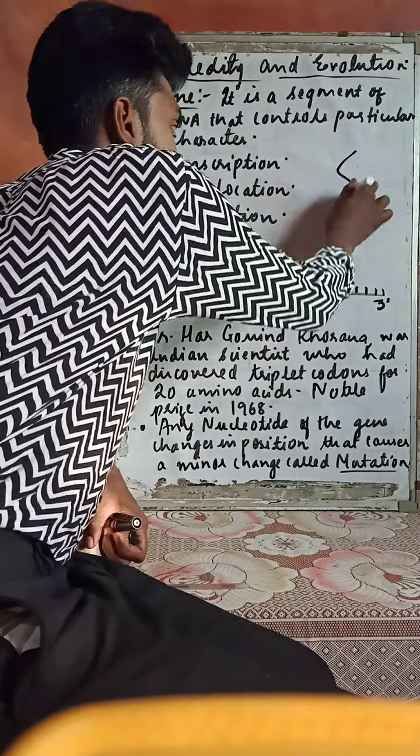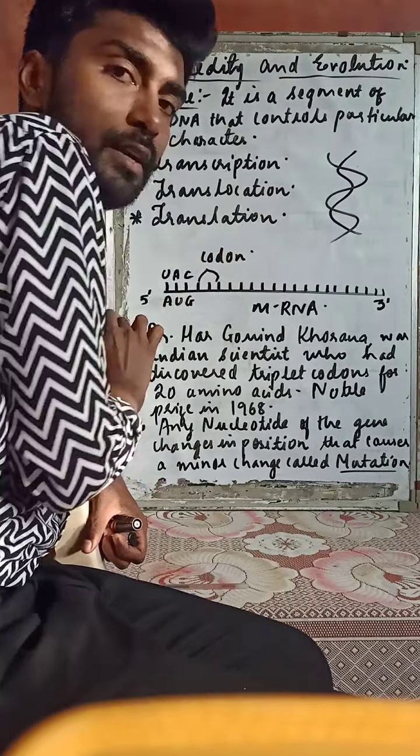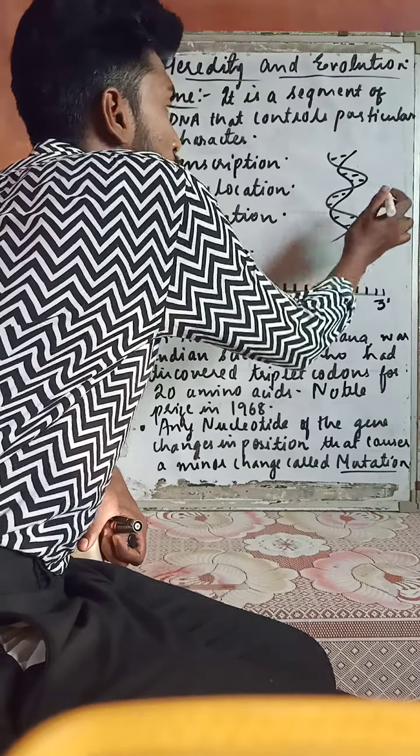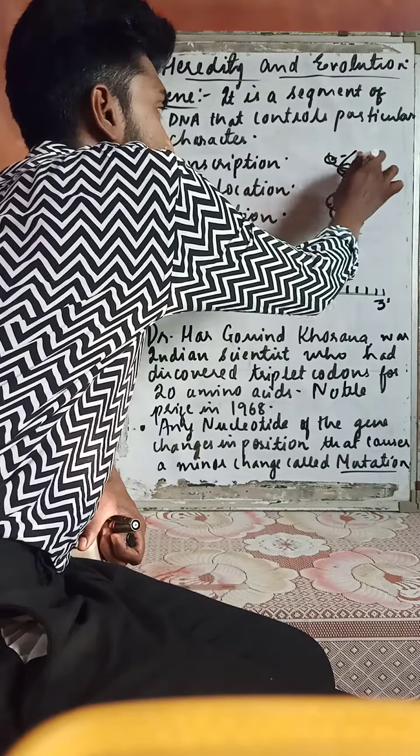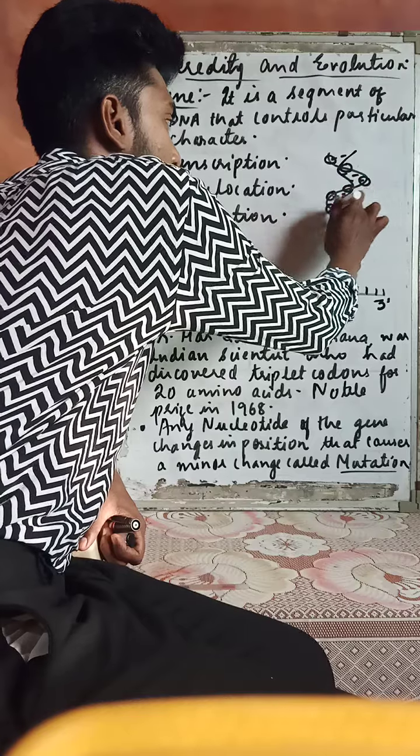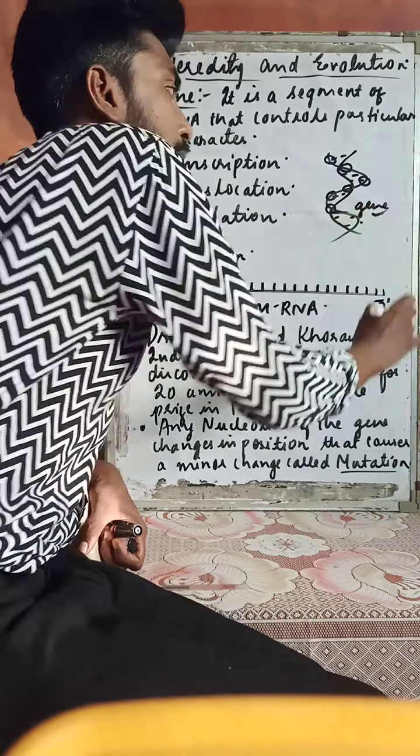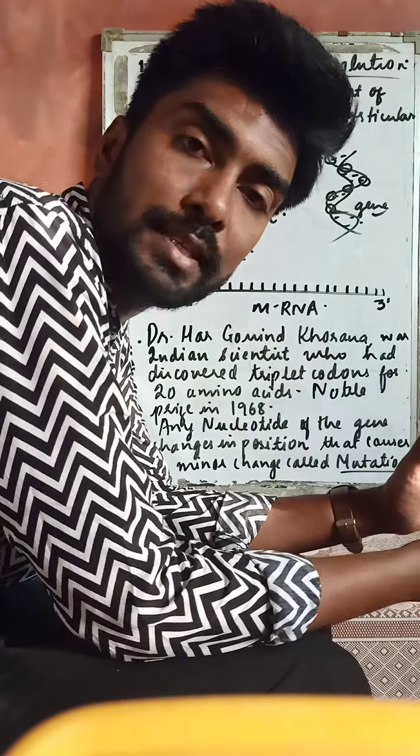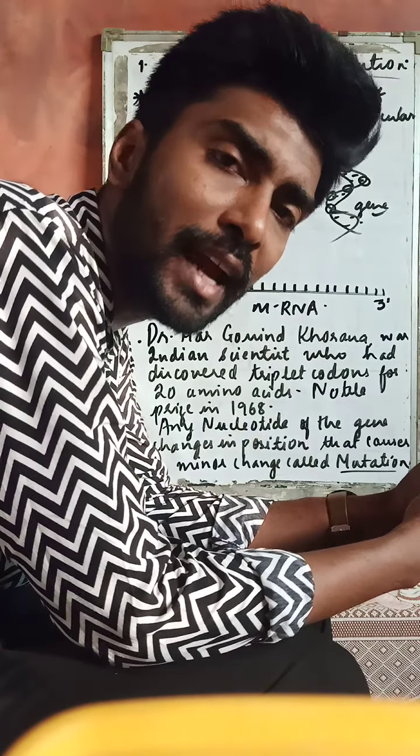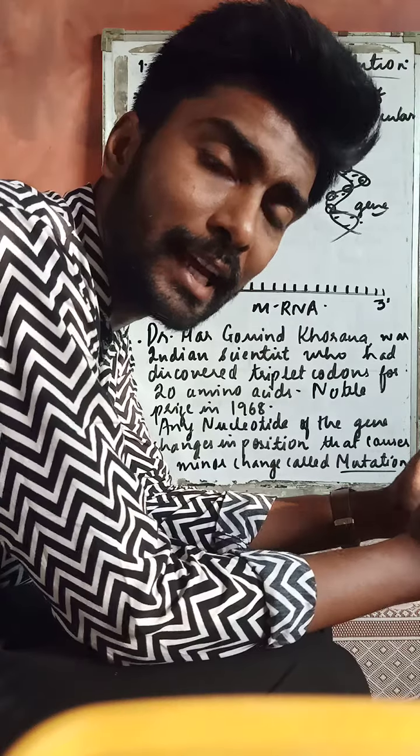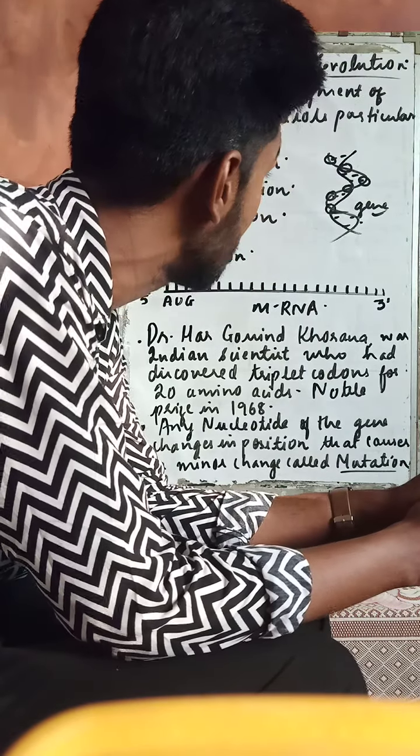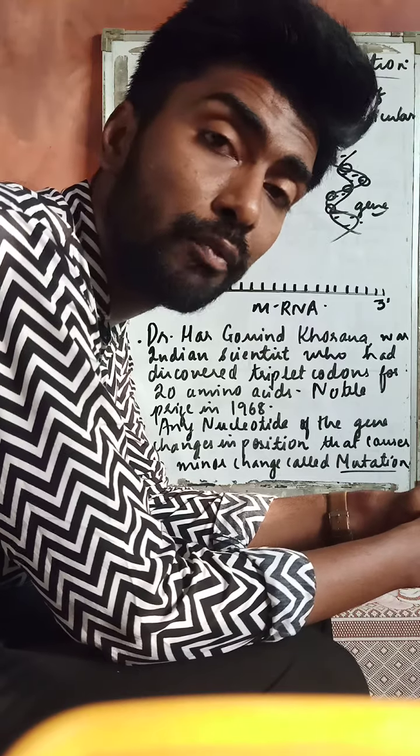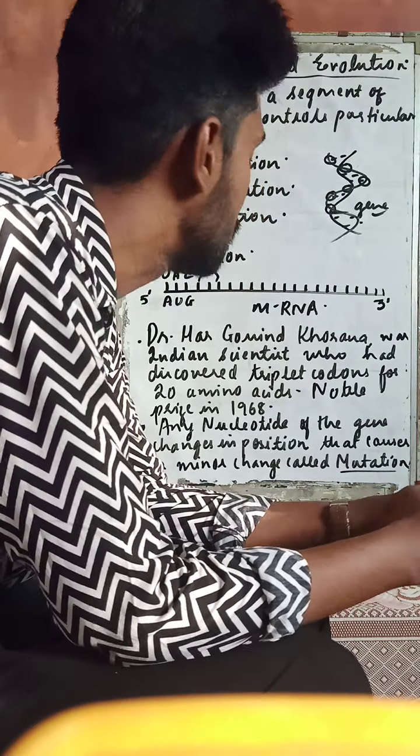For example, this is a double stranded DNA molecule. Am I right? Now this DNA is made up of a structural and functional unit. This structural and functional unit is generally called a gene. So a gene is a segment of a DNA that controls a particular character. Any kind of character expressed in a living organism is under the control of a gene, right? It is under the control of the gene.